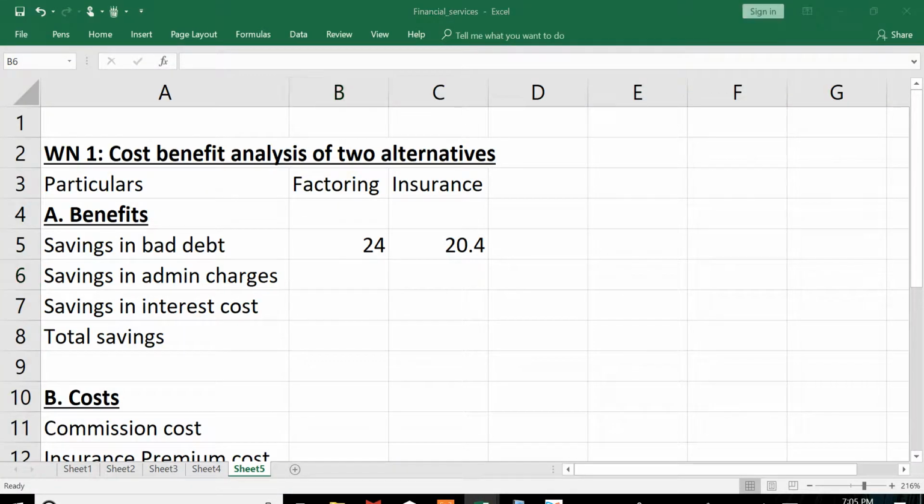Factor will help us in saving admin charges of 60. Insurance guys are not going to help us in any way. Yeah, any doubts? 60 and 0.